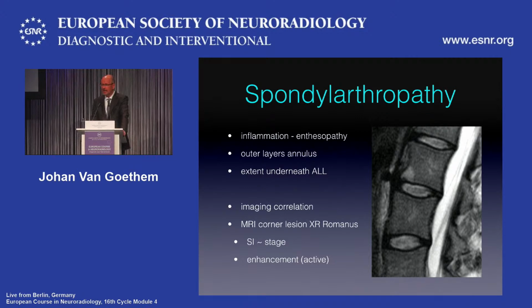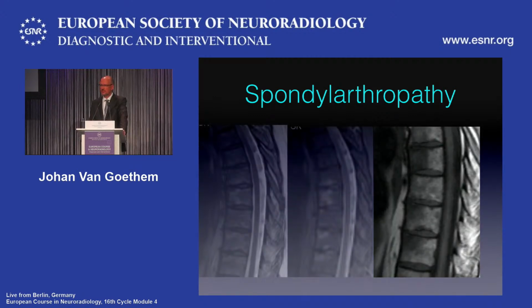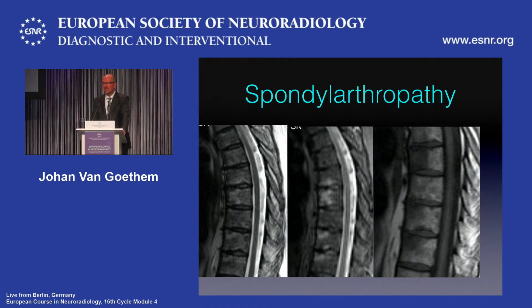How does it look? It looks the same. It's bone edema at the corner, but the difference here is that this disc is completely normal. So in degenerative disc disease, the first thing that happens is loss of water, loss of signal, loss of elasticity, and then loss of height, and then traction, and then edema. So if you see a normal disc, this is probably due to a spondyloarthropathy and not to degenerative disc disease. Again, you can see it at multiple levels, especially at the thoracic spine, which is much more rare in degenerative disc disease.